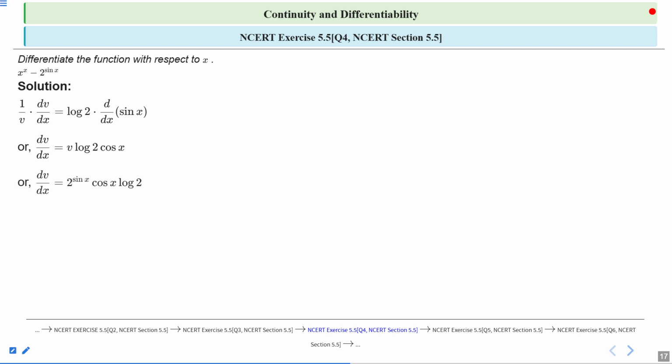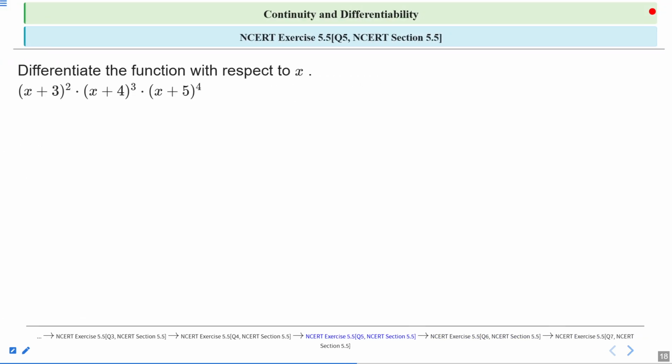Or we can write dv upon dx is equal to 2 to the power sine x into cos x log 2, right? Hence, dy by dx will be equal to x to the power x into 1 plus log x minus 2 to the power sine x into cos x into log 2, right? So, this is our required dy by dx that we need to find. Hope it is clear to all. Let us move to the next question.